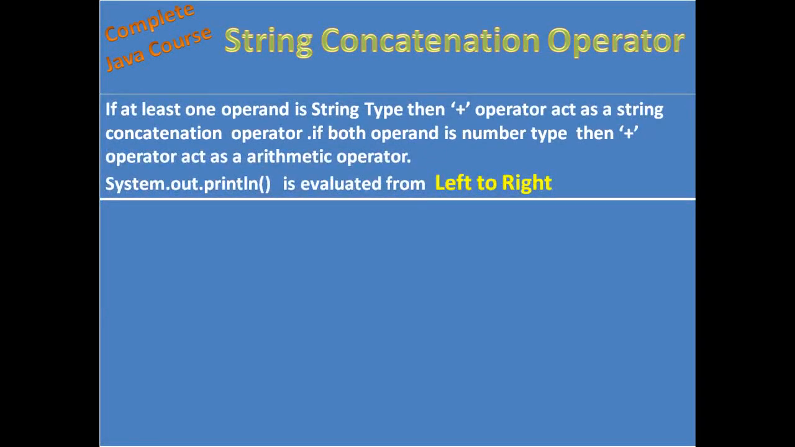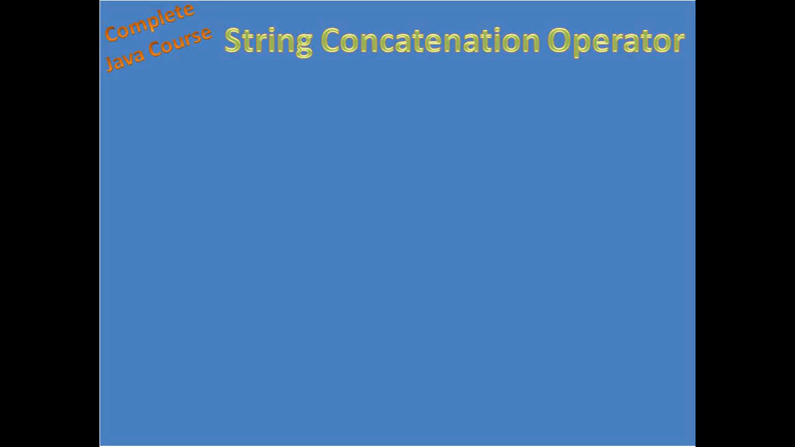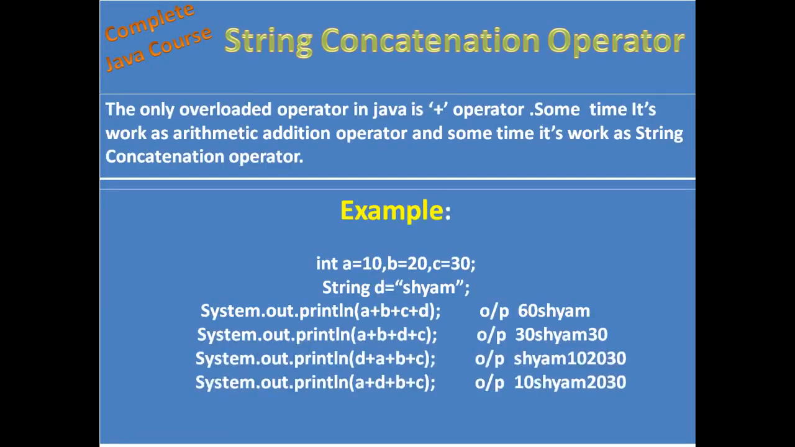If you are wondering why this happens, and why the result is not 60 Siam, the reason is that if at least one operand is string type, then the plus operator acts as a string concatenation operator. If both operands are number type, then the plus operator acts as an arithmetic operator. And System.out.println is evaluated from left to right. Now go back and see from left to right.